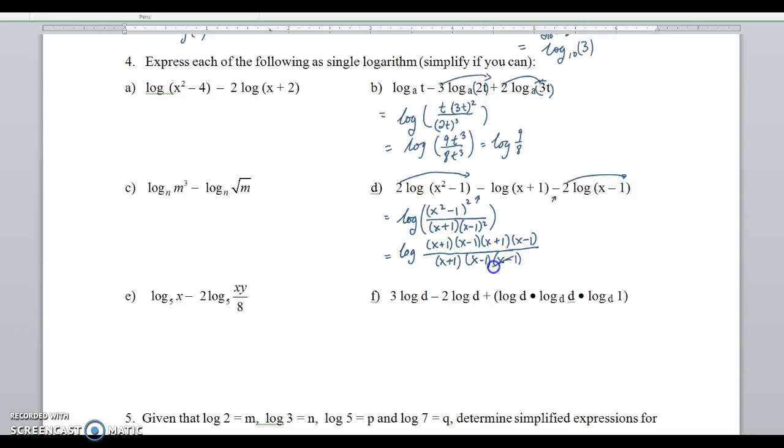And now the cancellation fest begins. Cancel all of these, 1 of each, and at the end of it all that's left is log of x plus 1. Nice little question, okay, cleans up nicely. And question F is going to give you a little bit of a challenge. We'll get back to that later because I'm out of time for the video.